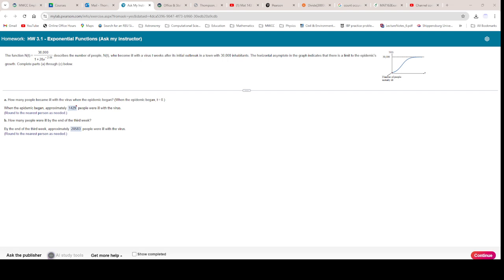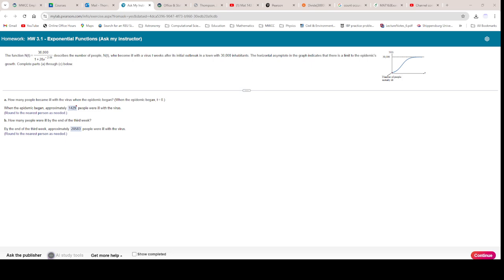Let's look at this problem that deals with a logistic function. So the logistic functions are special cases of exponential growth or decay where the capacity of the system limits the total amount. So you start off with exponential growth and then you reach carrying capacity.